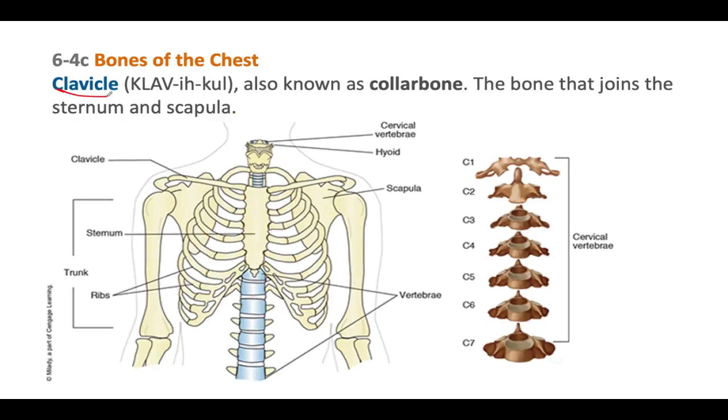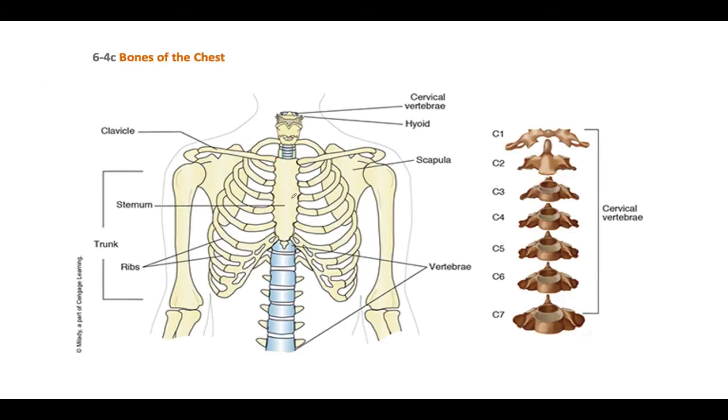Then we look at clavicle, also known as collarbone. So these are the clavicle, the collarbones, and they join the sternum and scapula. So the clavicle is connected to the sternum and also to the scapula. And this comprises, again, the bones of the chest.